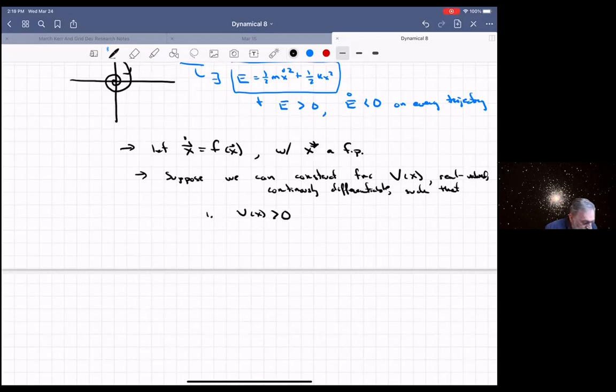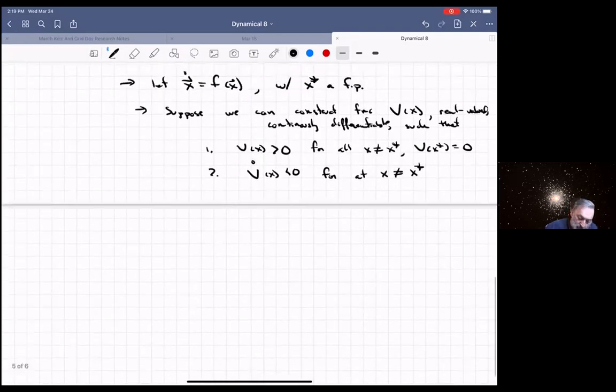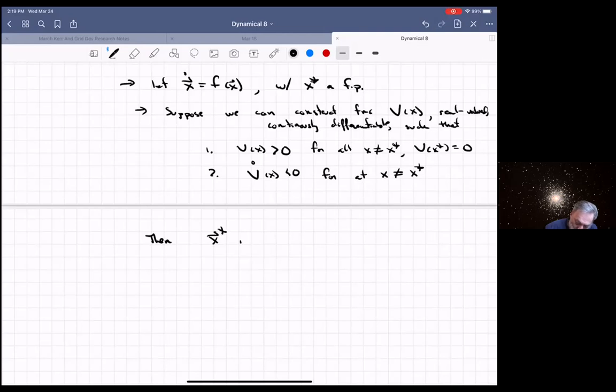V of x is greater than 0 for all x not equal to the fixed point, and v at the fixed point is equal to 0, and v dot at x is negative for all x not equal to the fixed point value. Then you can show, the theorem is, that x star is globally asymptotically stable.